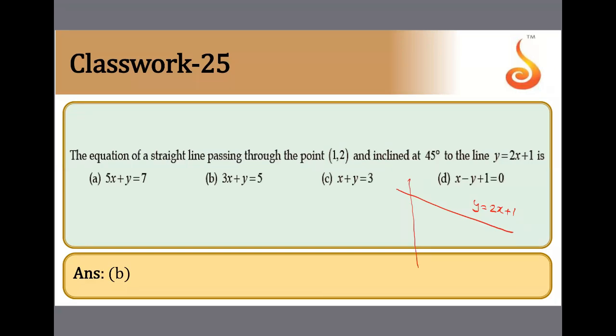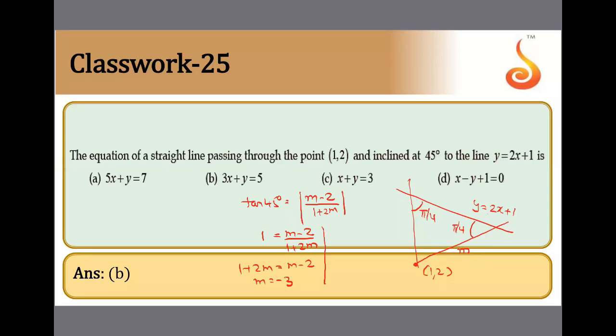There are two lines possible. Both are passing through (1, 2) and inclined at pi by 4. So we take this slope as m. We apply tan 45 degrees is equal to modulus of (m minus 2) by (1 plus 2m), since the slope is 2 here. Tan 45 is 1. So we get (m minus 2) by (1 plus 2m). Cross multiply: 1 plus 2m equal to m minus 2. So m equal to minus 3.